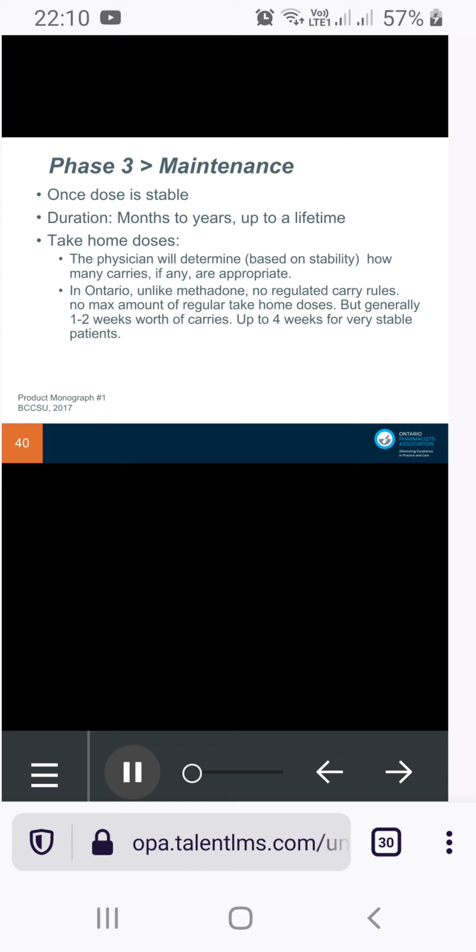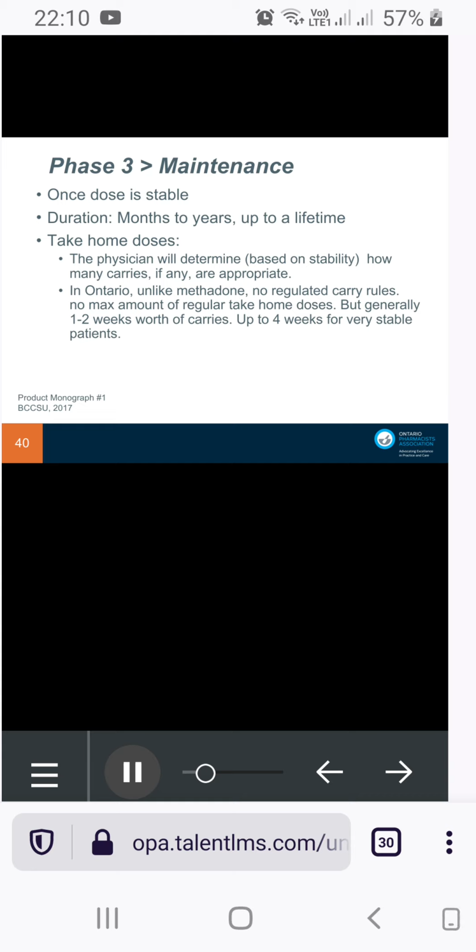Phase 3 is the maintenance phase. This phase starts once the buprenorphine dose is stable. The duration can last from months to years to up to a lifetime. This is when the patient will build or start earning take-home doses. The physician will determine, based on clinical stability, how many carries, if any, are appropriate.